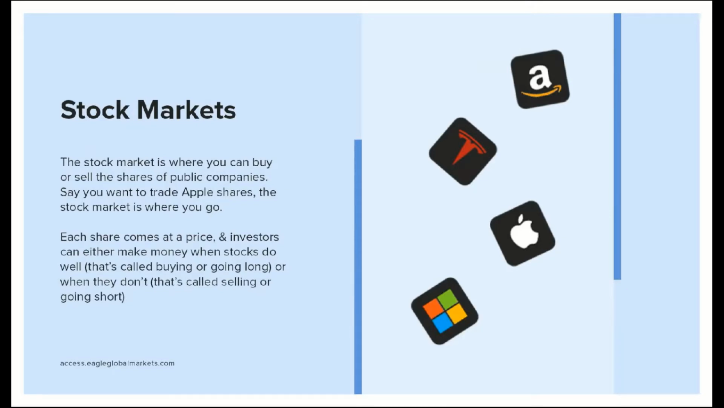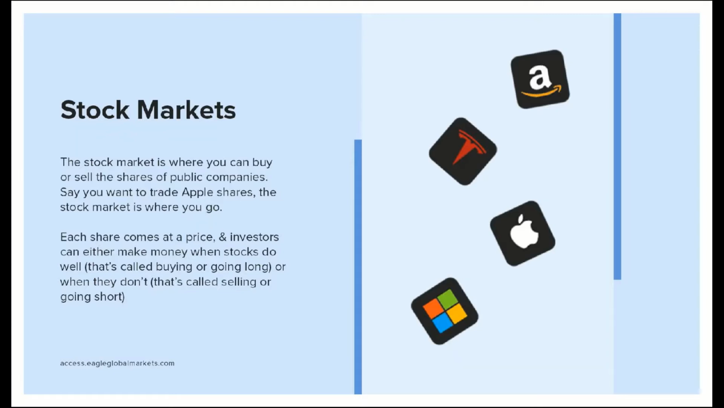And we said we have the stock market, the commodities market, the bond market, and the Forex market. So the stock market is where you can buy or sell the shares of public companies. I know you might have heard before that it's only when stocks are going up that you can make money. No, when you're trading in a derivative market and OTC market, you can make money if the stock is going up or if the stock is going down.